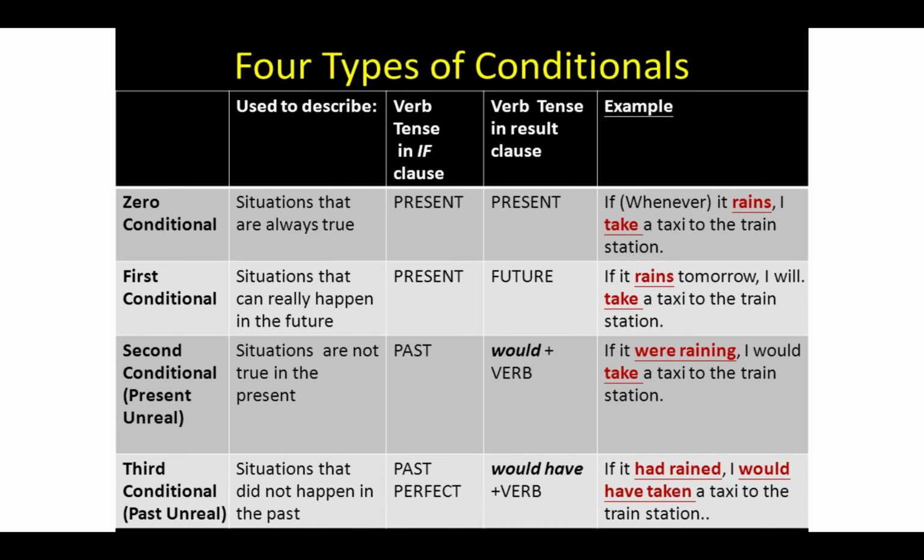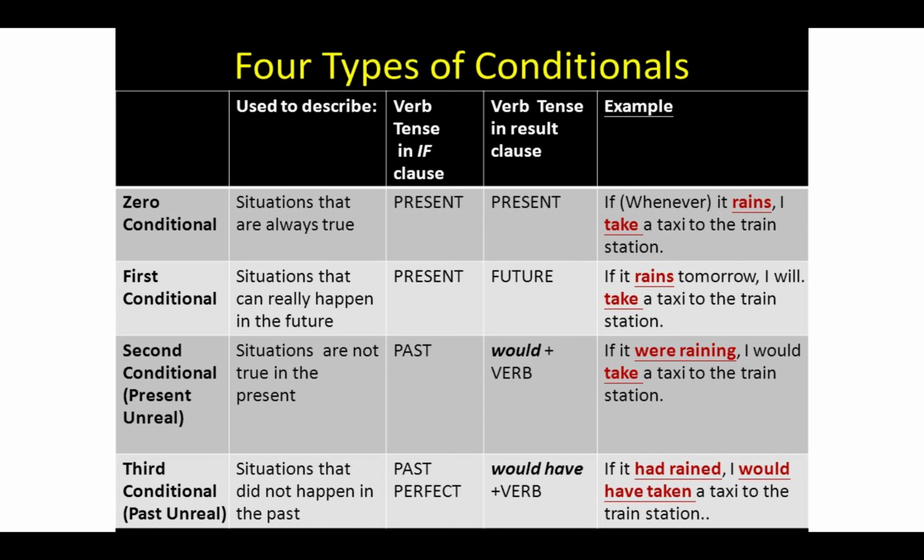Okay, so we actually have 4 types of conditionals, and they're used to describe different things. They also use different verb tenses in the if clause, as you can see, and different verb tenses in the result clause, okay? This is a really nice chart that I have for you on D2L, so you can look at it and analyze it a bit more closely on there.